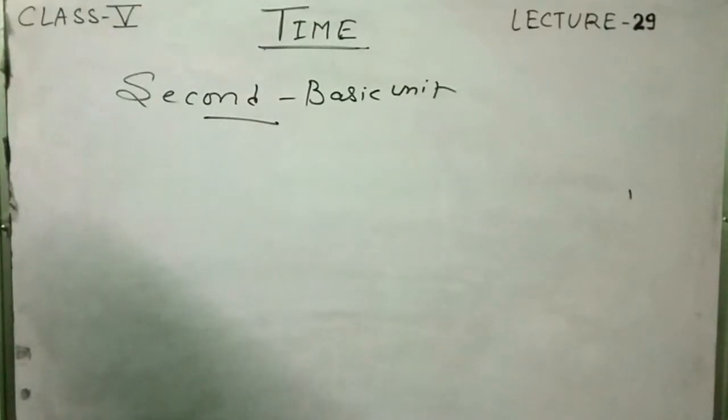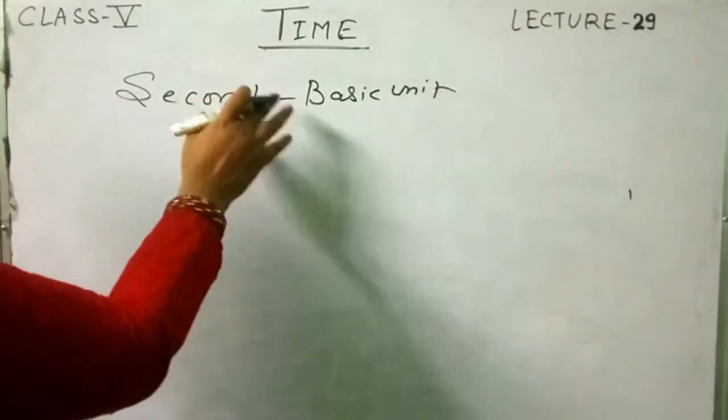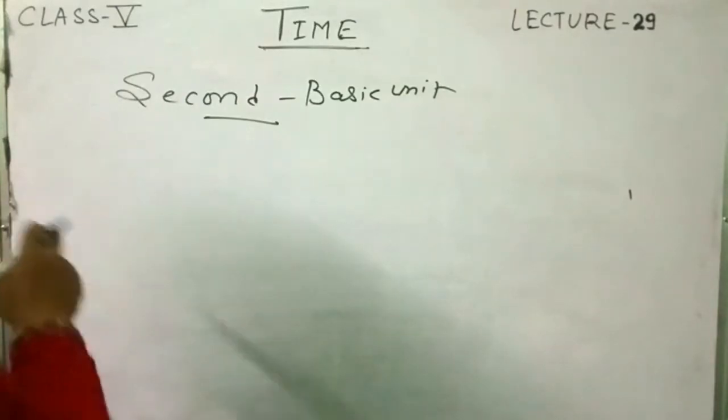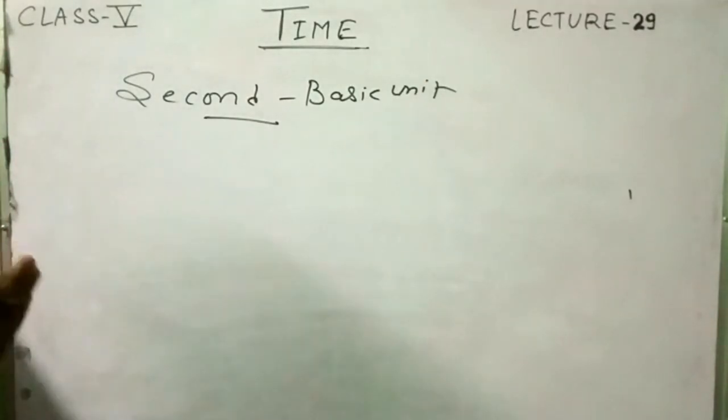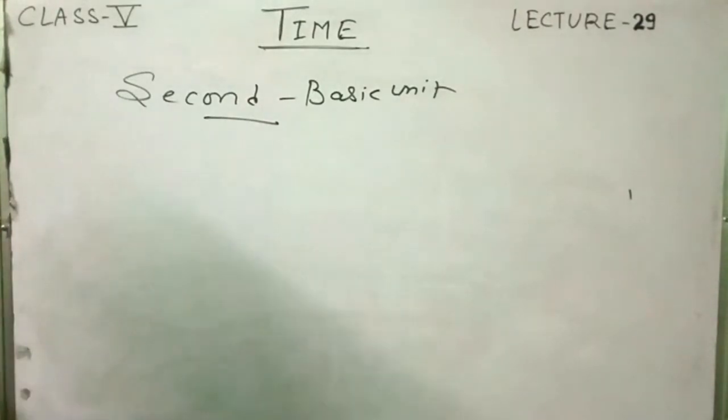In short, time is defined as the duration in which all things happen. To find out the time, we use a watch or clock, and time is measured in minutes, seconds and hours.